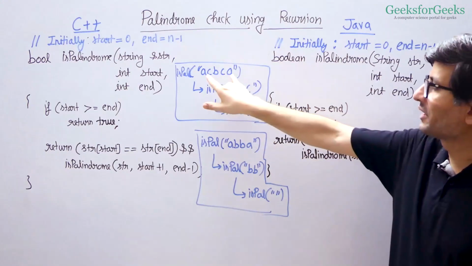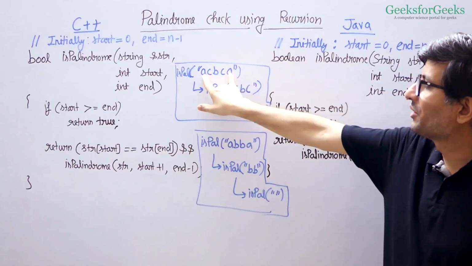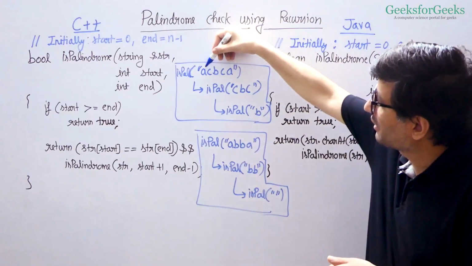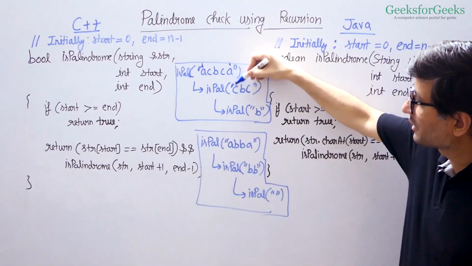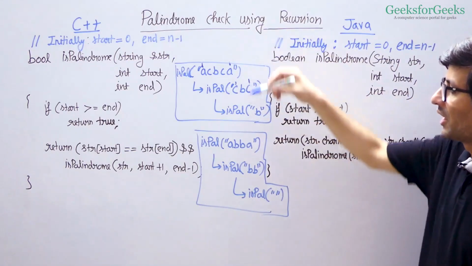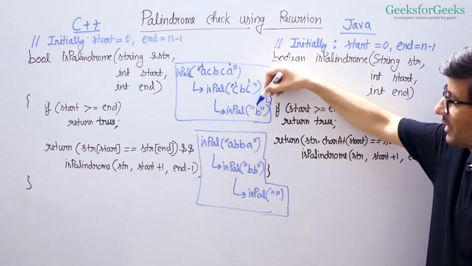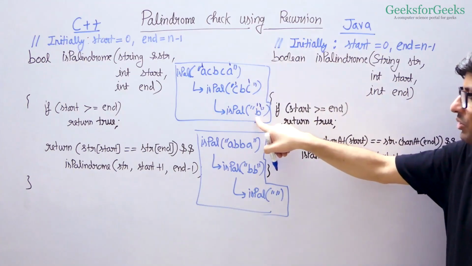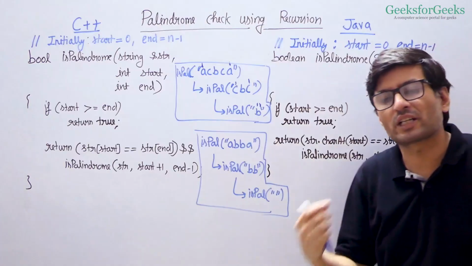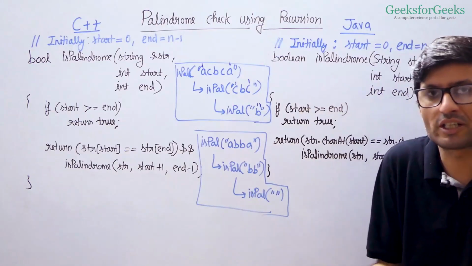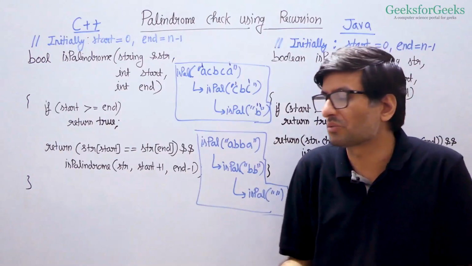See, when we are having an odd length string, we are beginning start as here and end is here. Now we make a recursive call, so start is here and end is here. Now we make a recursive call, so start is here and end is here. Start and end, they both are same at this point. So when they are same, it means we have only one character left in the string, and one character means it's a palindrome, so we return true.